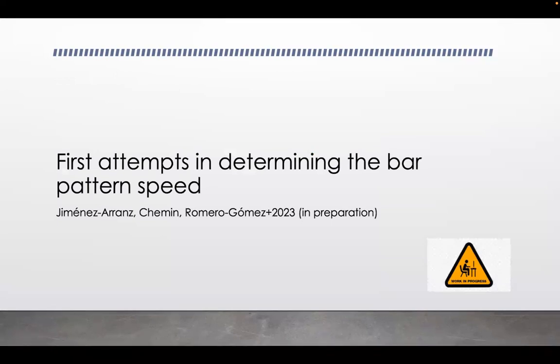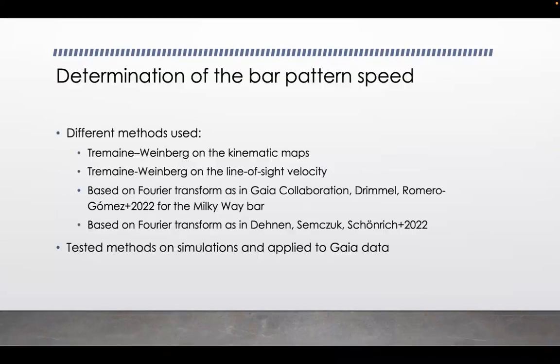More things that we can do with these kinematic maps. This is just work in progress. I would ask you not to share these slides or make screen captures, because it's the PhD thesis of Oscar. But these kinematic maps are good enough to try to determine the bar pattern speed using different sets of methods. The first one we can think of is the classical Tremaine-Weinberg method using line-of-sight velocities. But we can make a derivation, or a new modification, of the classical Tremaine-Weinberg method using the 2D kinematic maps.